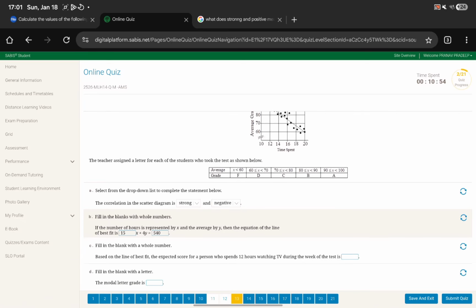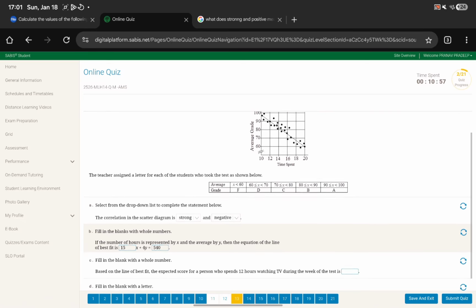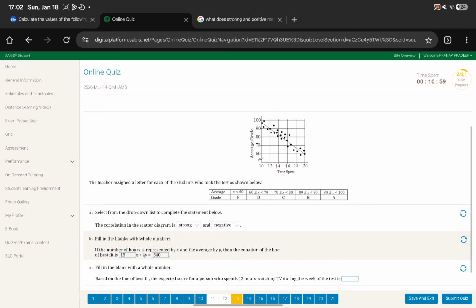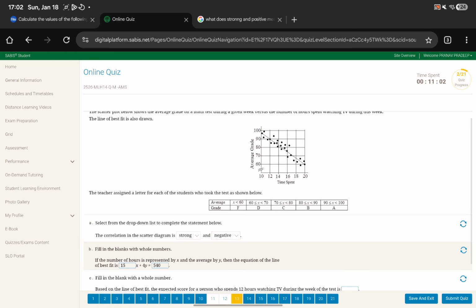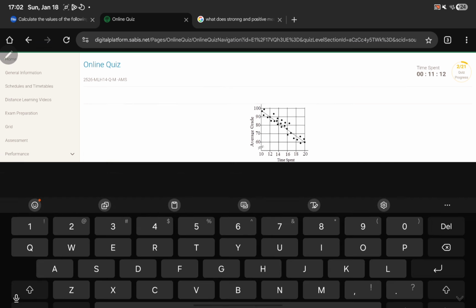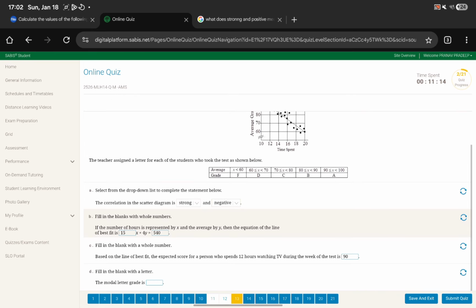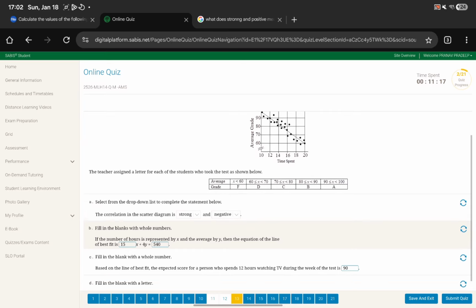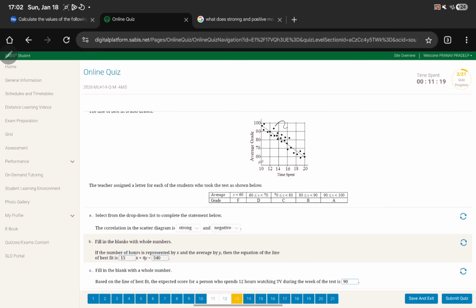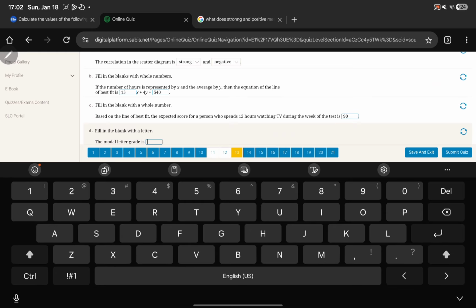Now here for C, based on the line of best fit, the expected score for a person who spends 12 hours watching TV during the weekend: just look at 12 hours spent, and then look at the value. So the average grade is 90, so that's weird, but okay. The modal letter grade: if you just look at the diagram, where is the most dense amount of values? It's between 80 and 60, so it's B. It's capital B.